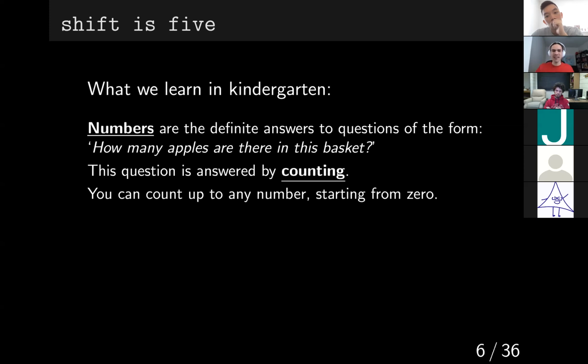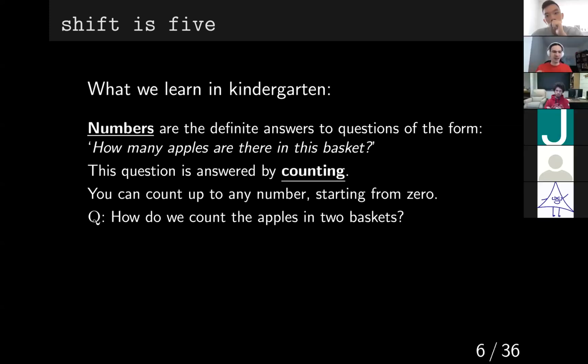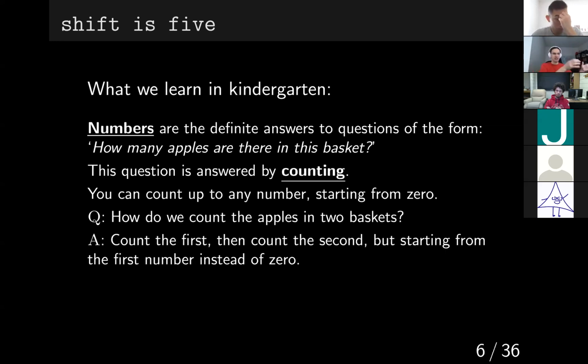And the key point is that you can count up to any number starting from 0, where by number, I mean natural number. Now, what if you have 2 baskets of apples? How do you count the apples in 2 baskets, without, of course, dumping one basket into the other and then counting? Well, one answer is that you first count the first basket, then you start at that number that you got to instead of 0, and start counting the second basket from that point. And this is known as addition. So this is the kindergarten apple model of numbers.